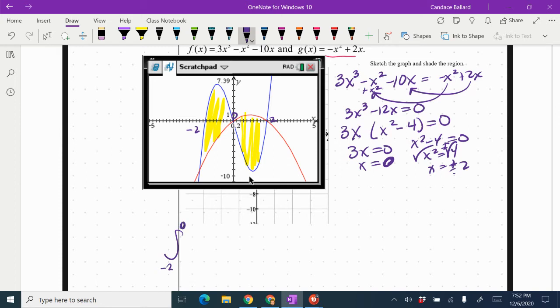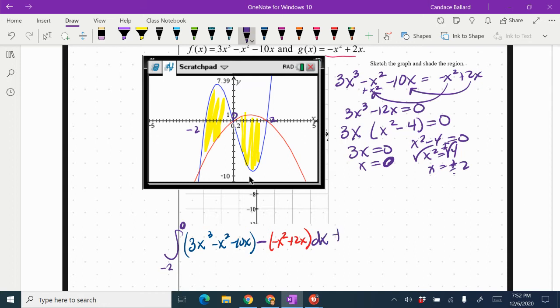from -2 to 0 of the blue curve, which I could just call f of x, but I'm going to go ahead and write it out, because we're going to do it by hand. It's 3x cubed minus x squared minus 10x. And then I'm going to subtract the red curve, which is -x squared plus 2x. And then, of course, we always write a dx after it.